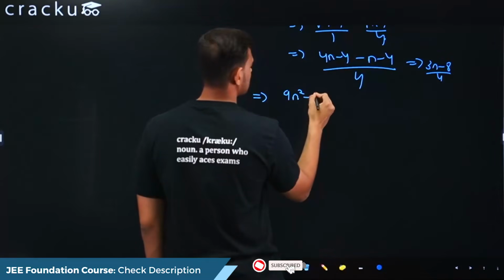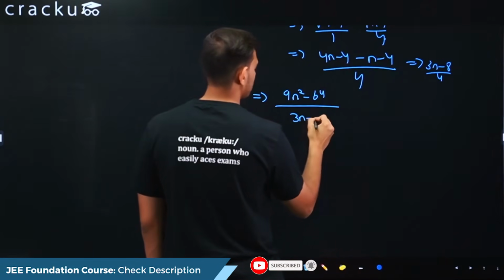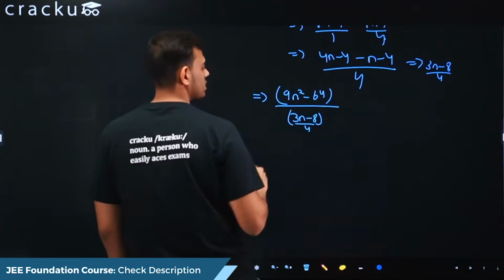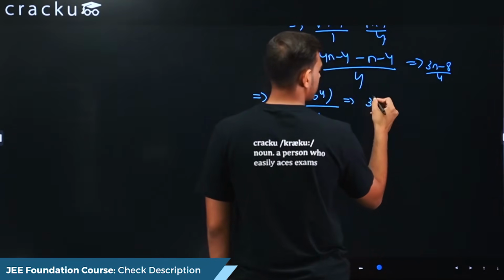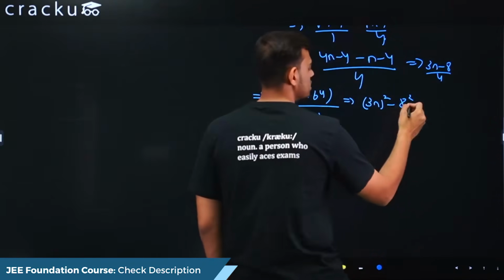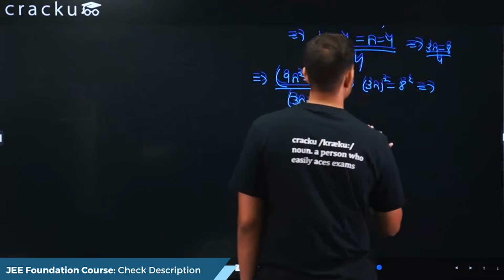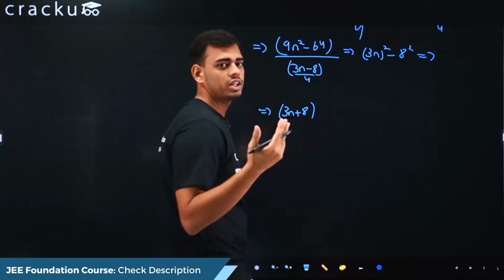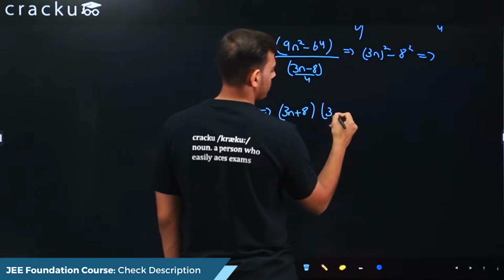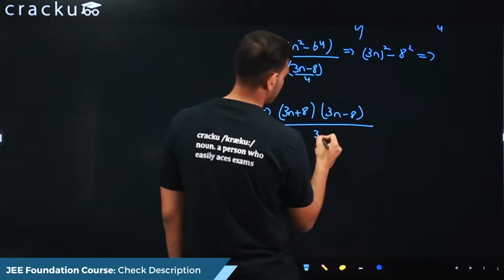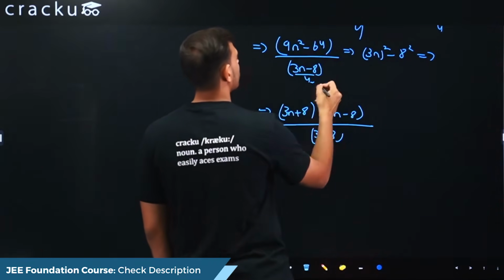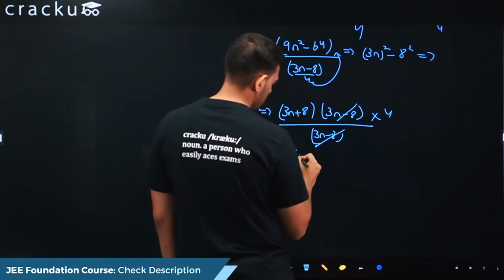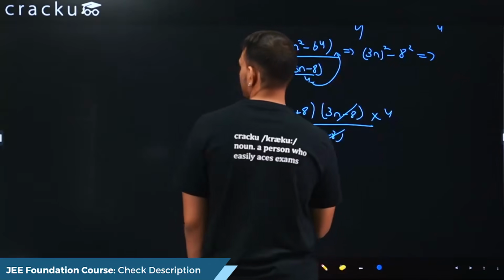The whole expression is 9n square minus 64 divided by 3n minus 8 divided by 4. Is there any relationship between them? Connection? Yes, the numerator can be written as 3n whole square minus 8 whole square. I'll write it down here: a square minus b square is a minus b into a plus b. So a plus b multiplied by a minus b divided by the denominator. This 4 in the denominator of the denominator will come to the numerator. This gets cancelled out. I get 4 into 3n plus 8 is the value of that expression.